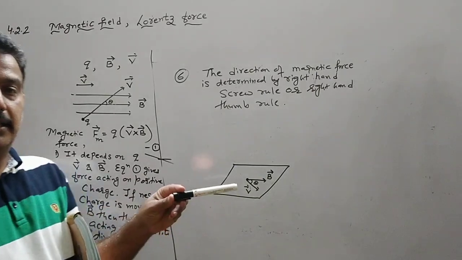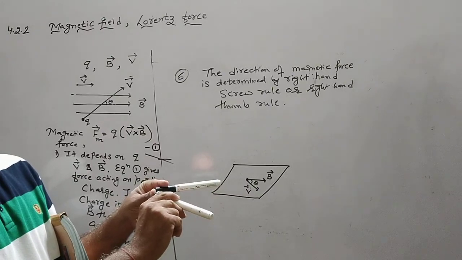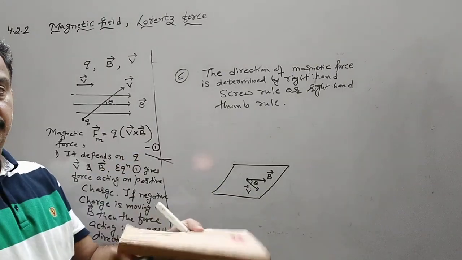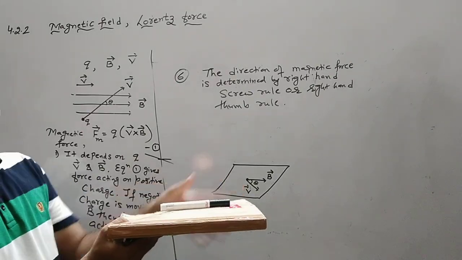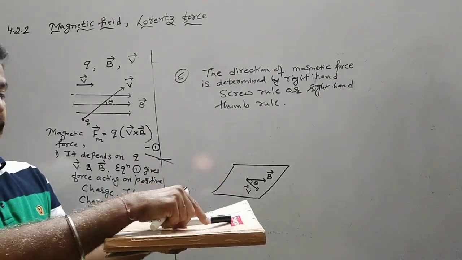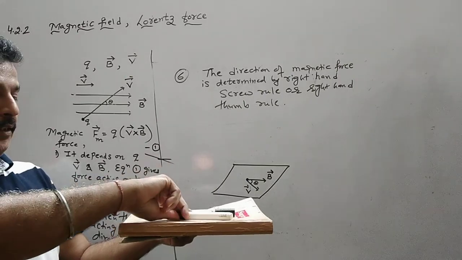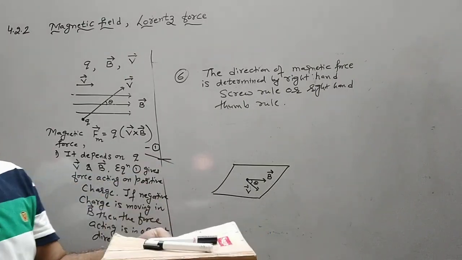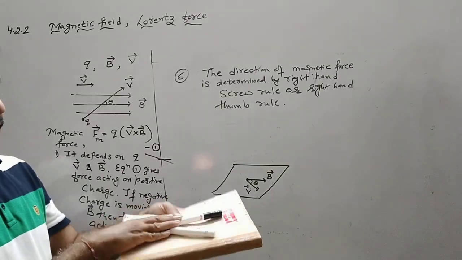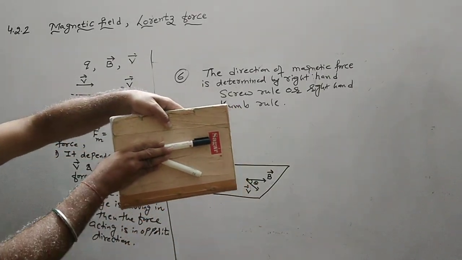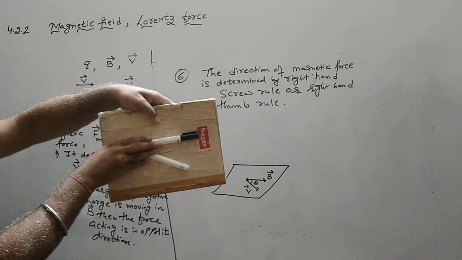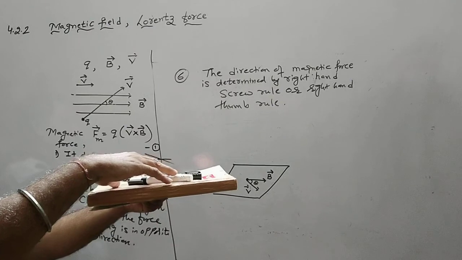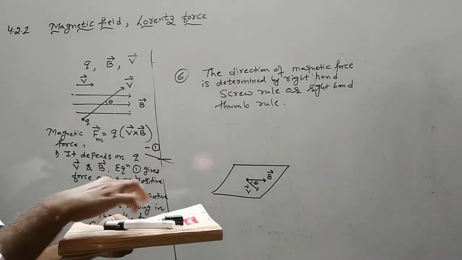This is my B vector. This is my V vector like this. The plane is taken like this. So this is the B vector kept here, and this is the V vector like this. Earlier the plane was like this. That was a board. Now I change the direction of the plane only. So this is the situation.